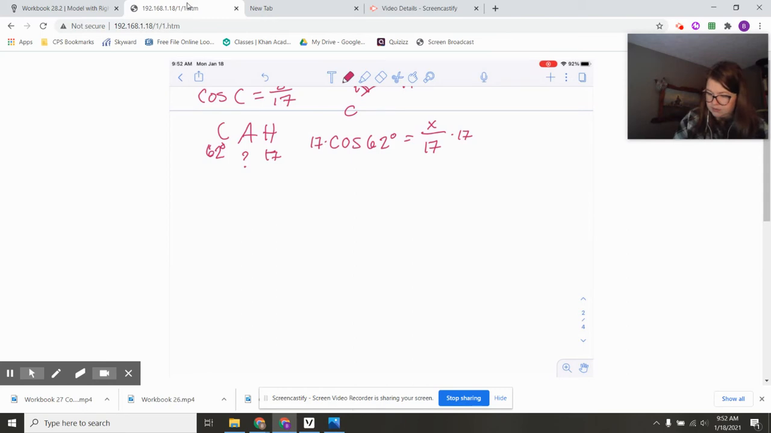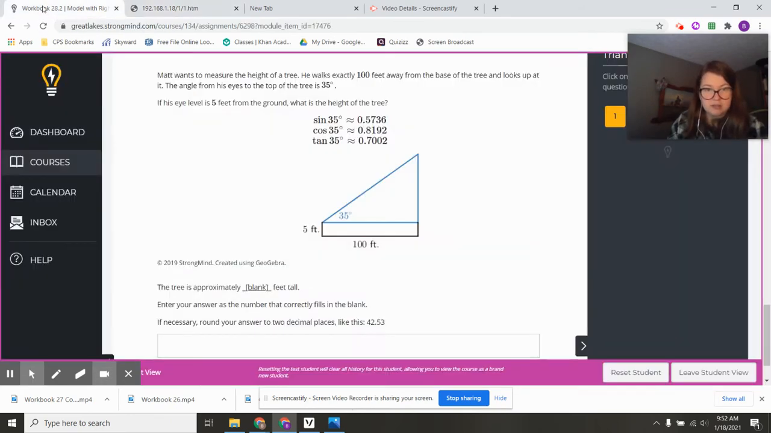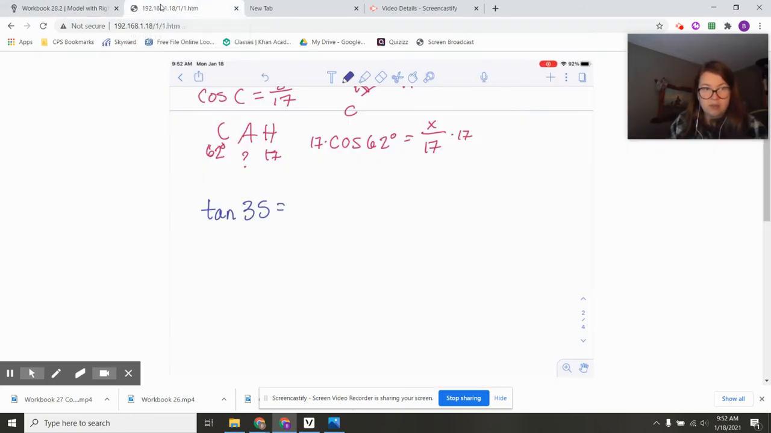I'm going to use a different color because I want to. So I would have that the tangent of 35, let me double check that that was the angle, is equal to the opposite side, which we don't know, over 100 feet. And at the end of this, we're going to add that 5 onto there. So we're going to multiply both sides by 100, and I'm going to use a normal calculator, times the tangent of 35.